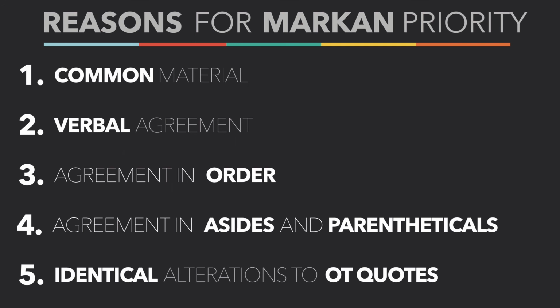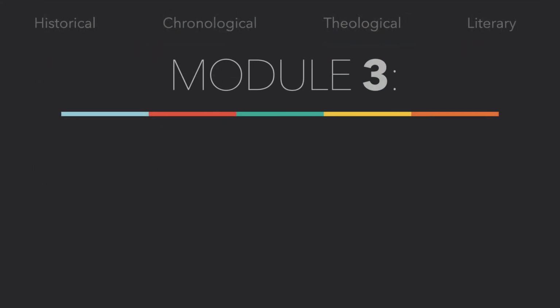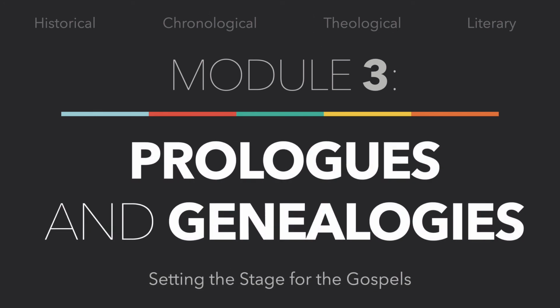So that's going to wrap us up on the question of how we got the Gospels, because we talked about the method, we talked about then the relationships to one another, and this now sets us up to begin reading the text itself. And that's what we're going to do in Module 3. So as we start our journey into the Gospels, we want to talk about two important sections of the Gospels that set us up for the story. And these are both the prologues and the genealogies.